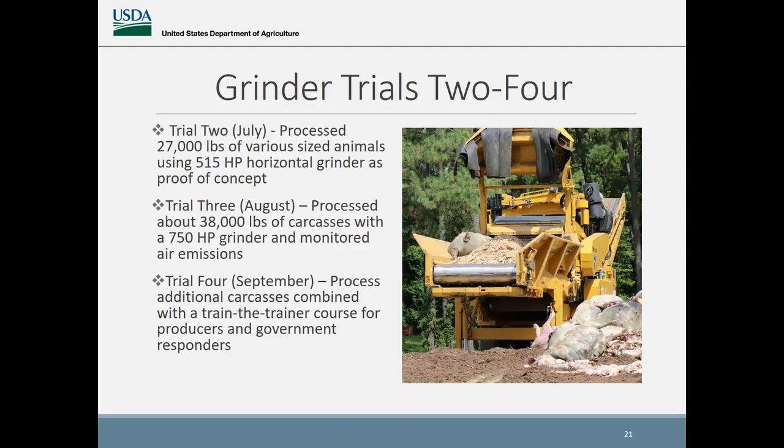The trials 2 through 4, in July, we processed about 27,000 pounds of various size animals using a 500 horsepower grinder. We were able to achieve that same rate. So 60,000 pounds an hour is equivalent to about 1,200 pounds per minute. And we were able to achieve that with all subsequent trials. So July we did a 500 horse. Last month we did a 750 horsepower. And it was very effective. We modified the speed and the way that the grinder was operated, and the emissions were much lower during the subsequent trials.